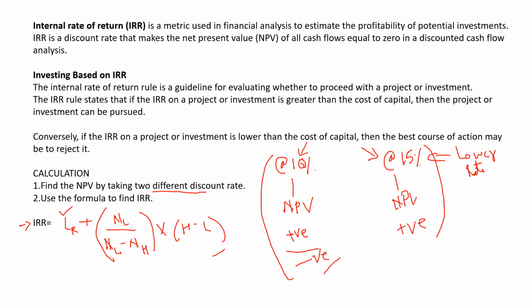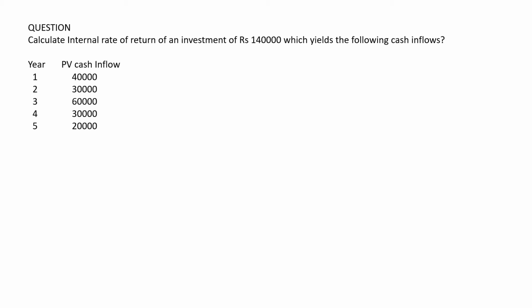So now let's move to a question. Let us now see this question. Calculate the internal rate of return of an investment whose initial investment was 1,40,000, and you have been given the yields. In here you can see that the discount rate has not been given. So in this question we will have to assume the discount rate for finding the present value of the cash inflow. So let us assume the discount rate at 10%.